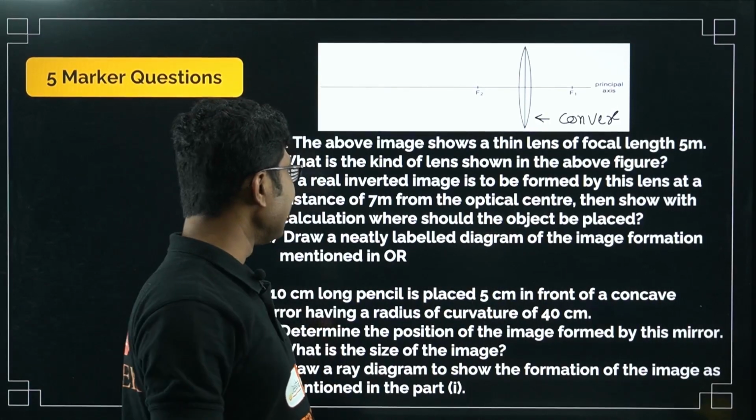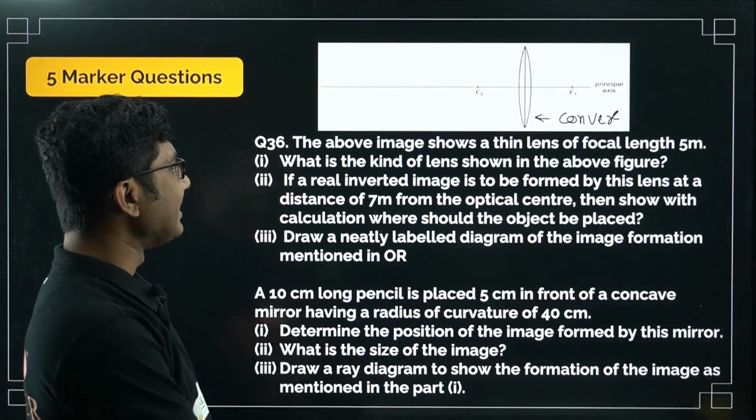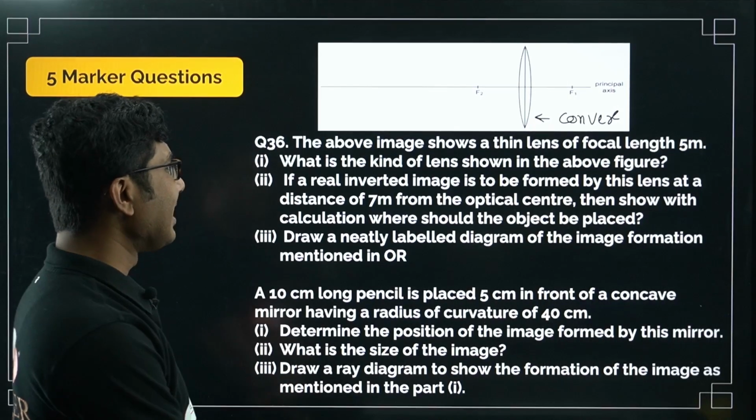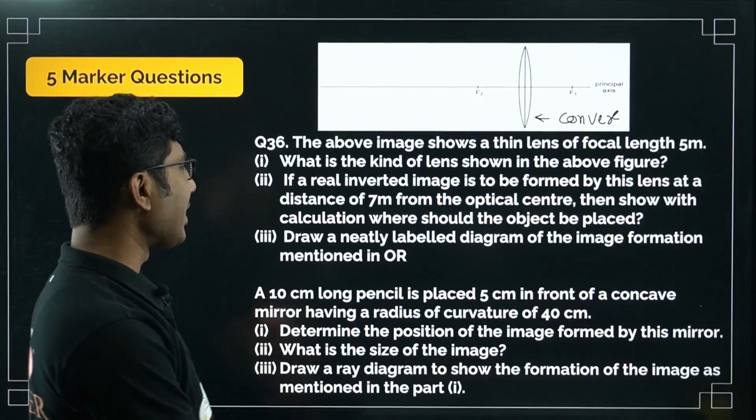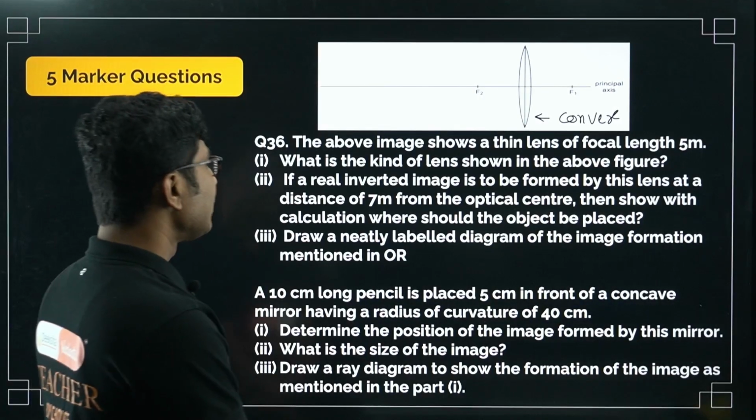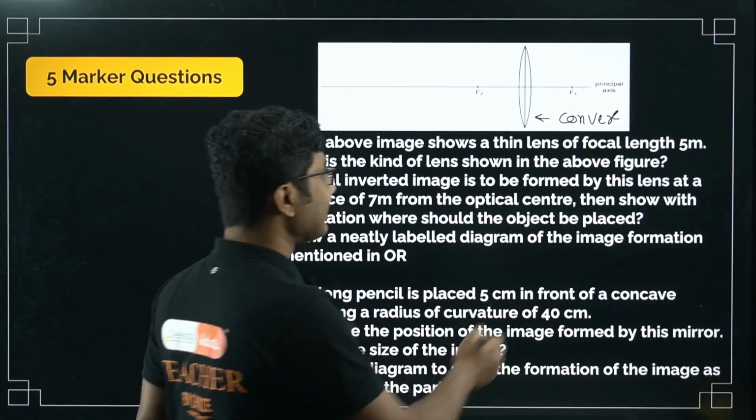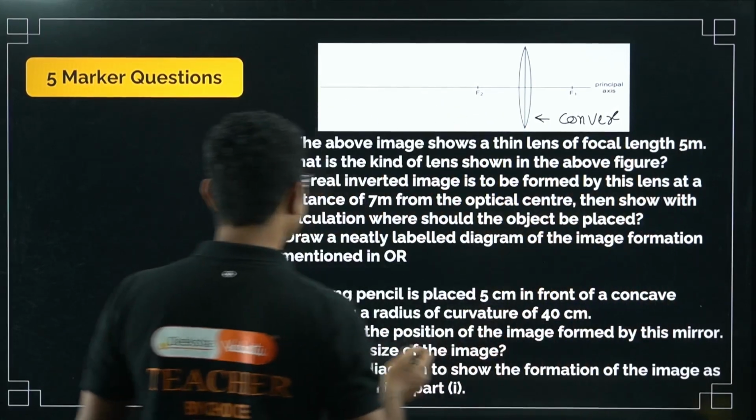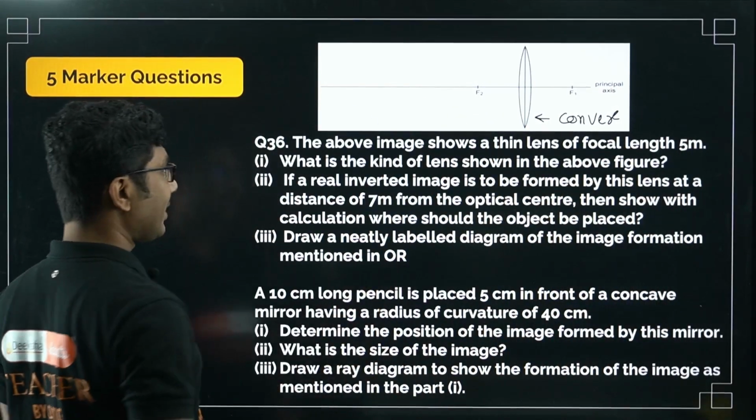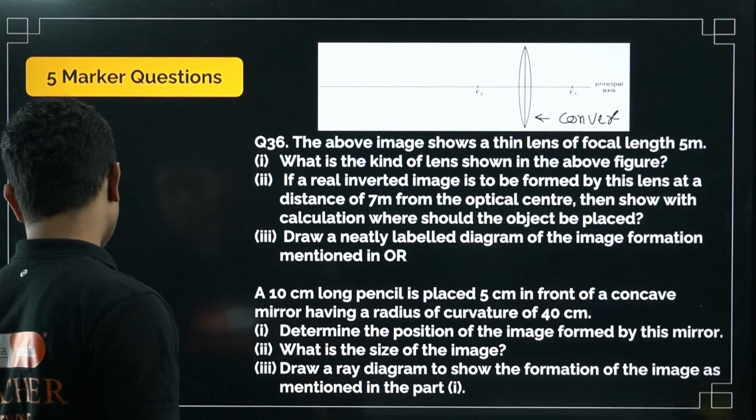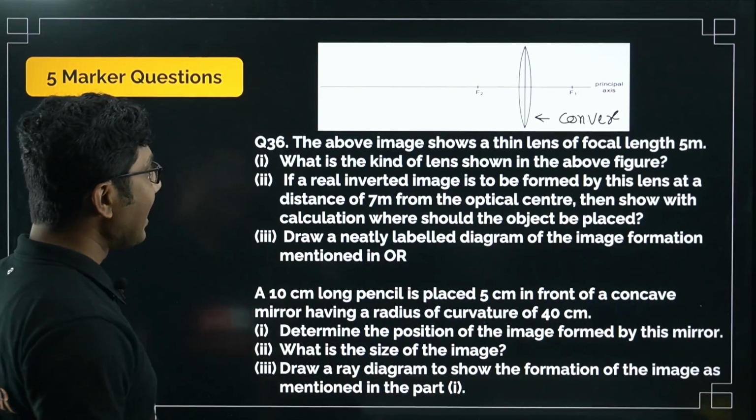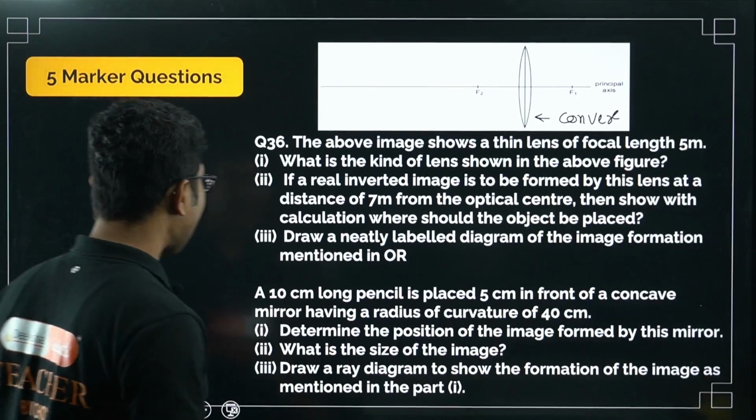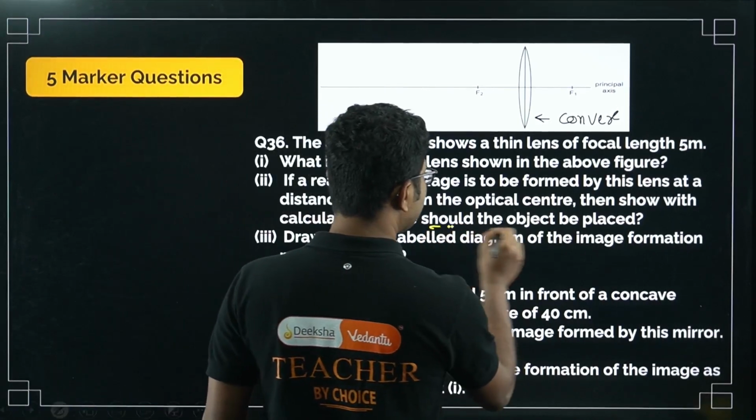If the real inverted image is to be formed by this lens at a distance of 7 meter from the optical center, then show with calculation where the object should be placed. So obviously you have to calculate. Focal length is given as 5 meter and image distance is given as 7 meter. Image distance is given, and they asked you to find where the object should be placed. So you have to calculate the object distance.